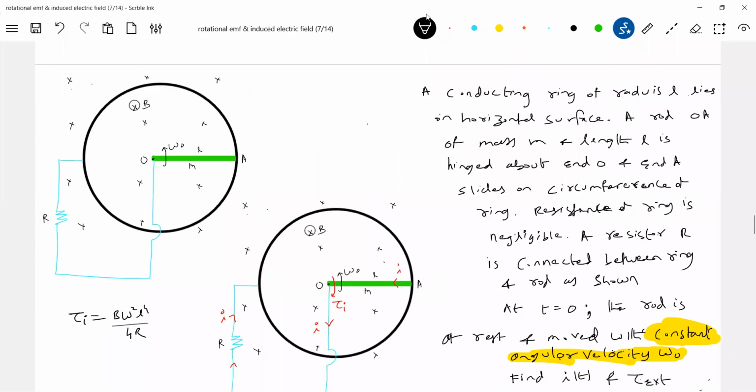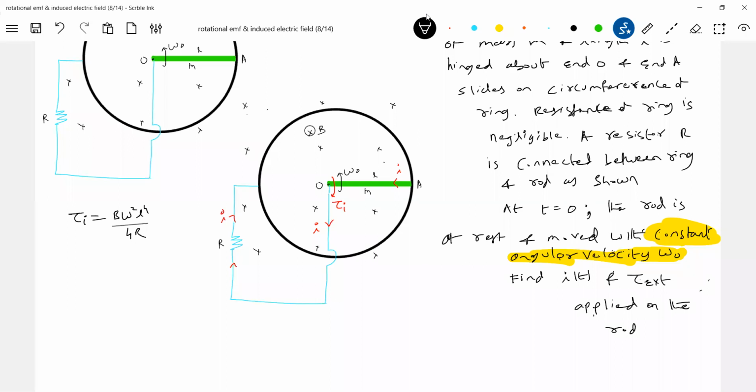If the length of the rod changes, then you have to change this proportionally. Then how should the external torque be applied? It should be applied in this sense. Then the angular speed of the rod will remain constant. So this will be B squared L to the power of 4 omega naught by 4R. And what about the current in the circuit? It will remain constant. How much is it? I is equal to E by R, which is B omega naught L square by 2R. A constant current flows, omega naught constant. This much torque the external agent should apply.